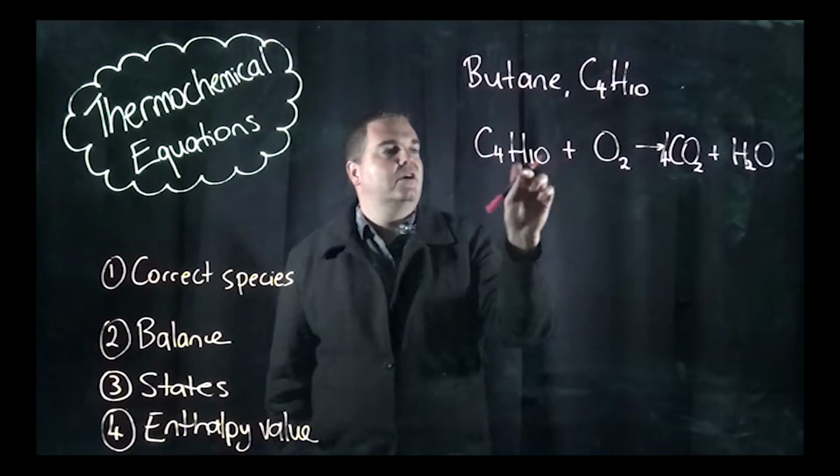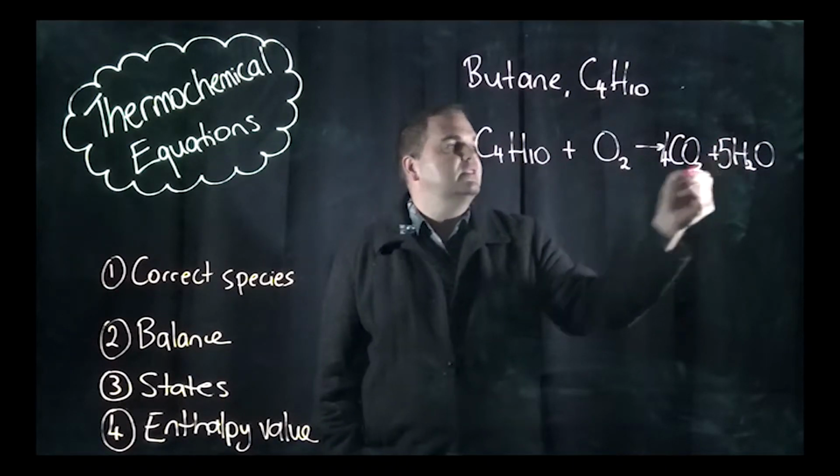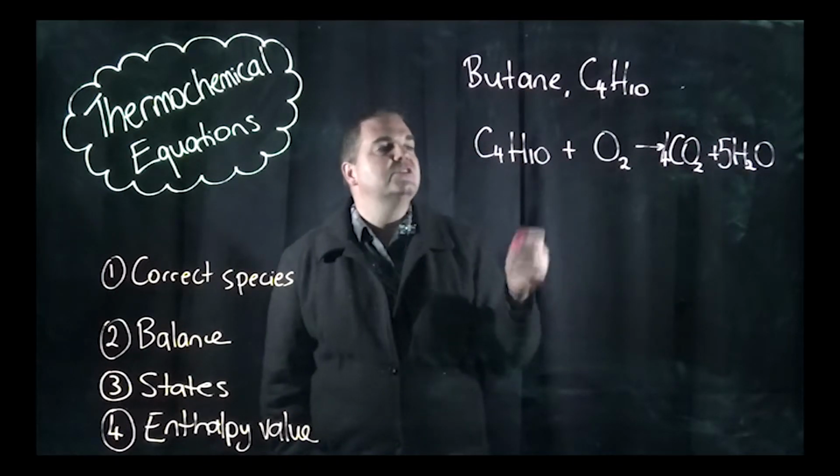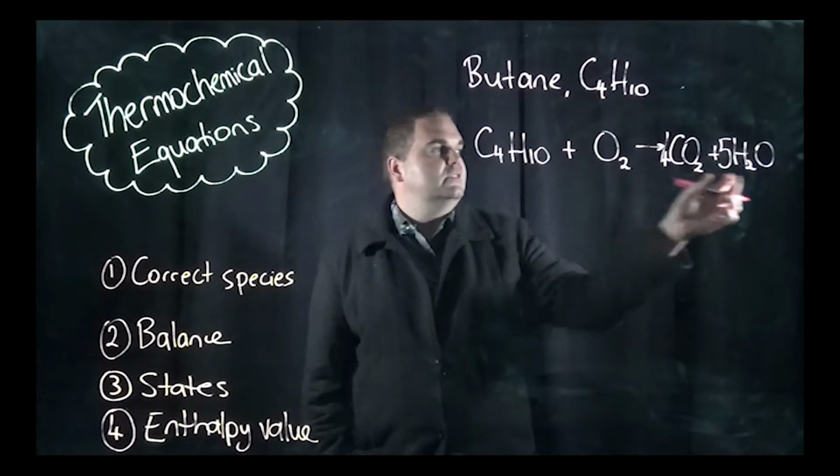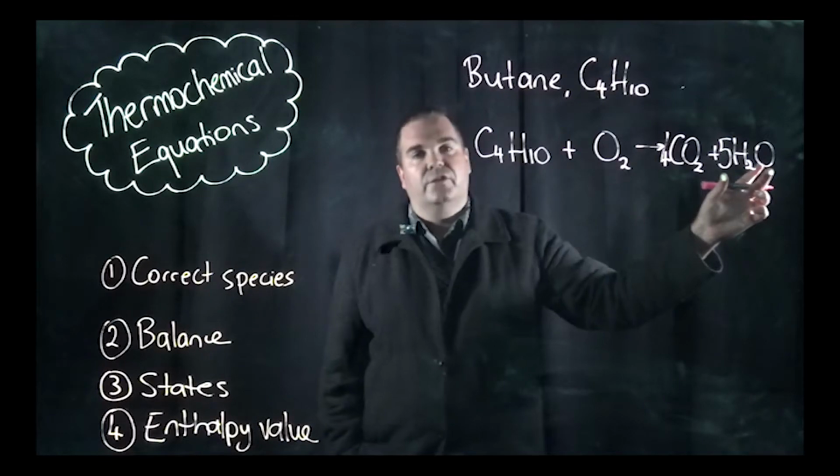Okay, got 10 hydrogens here, so we put a 5 in front of this. And this is the way you balance any sort of combustion equation. Do your carbons, your hydrogens, your oxygens at the end. So we've got 8 oxygens here, another 5 here, makes 13.